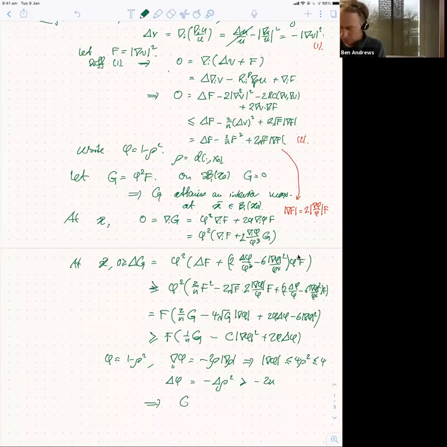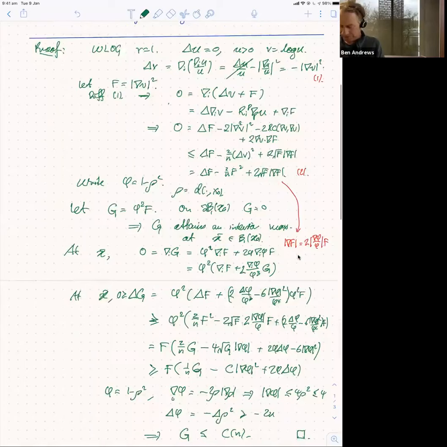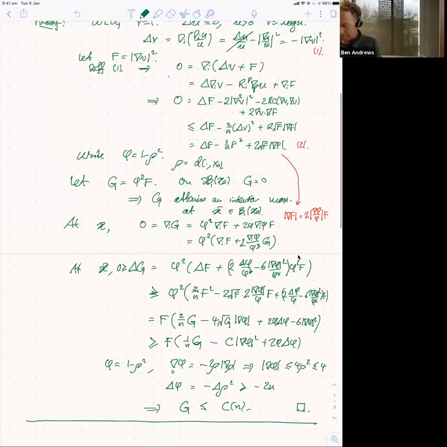So the 1 over ng, so the thing in the bracket has to be less than or equal to 0, and that says exactly that g is less than or equal to something that depends just on n. Okay. So that's it. That's the proof of the Yau gradient estimate. Yeah, so phi squared g being bounded is exactly the statement in the claim up there. Okay, any questions there? So it's really very elementary, but you just have to find the right function to apply this to.